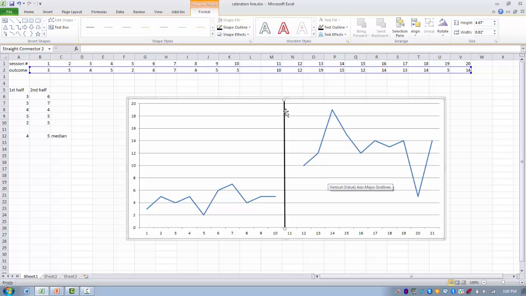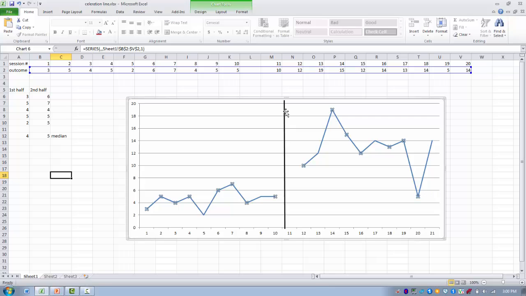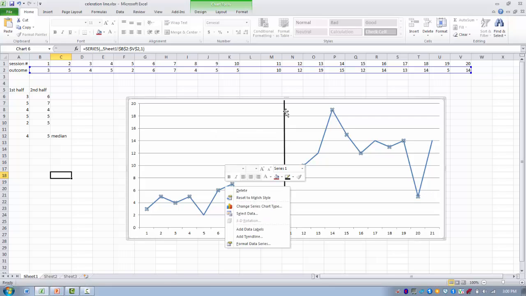Now the next thing I can do to my lines to make them a little easier to use as I draw this acceleration line is I want to have a data point, a shape that will actually delineate the value at each data point on my line. So what I want to do is left click on my line, and then I want to right click on the line and then click Format Data Series.